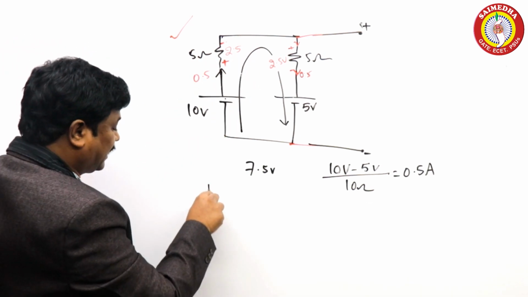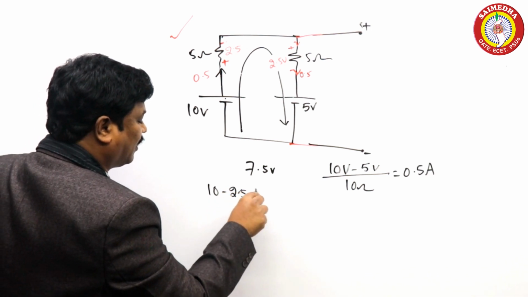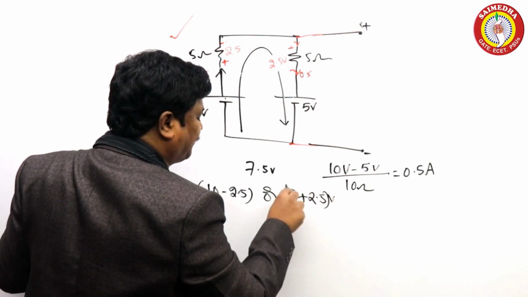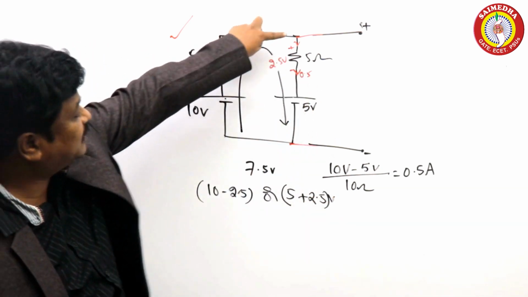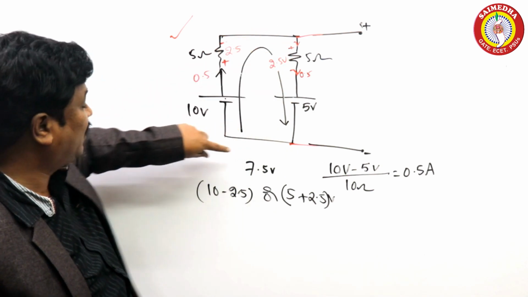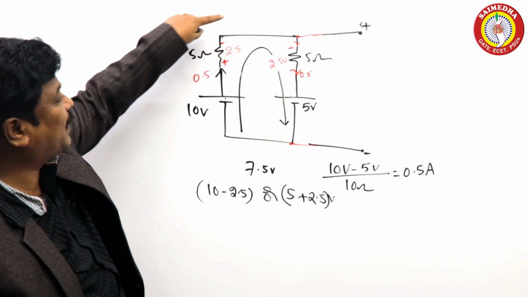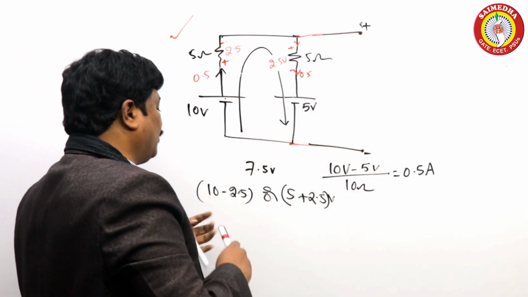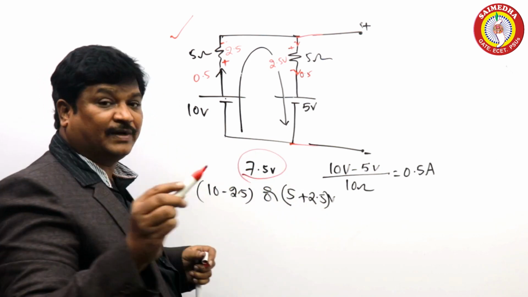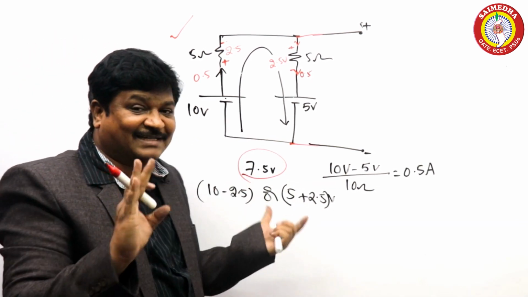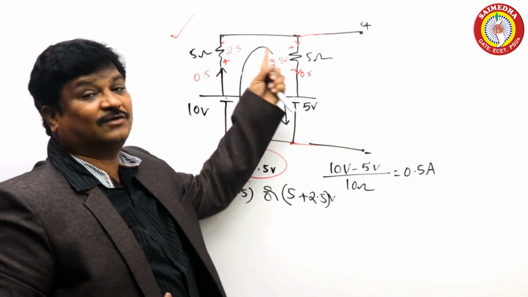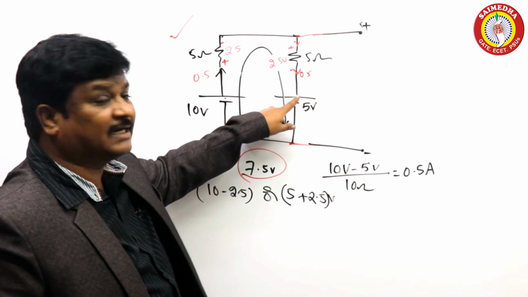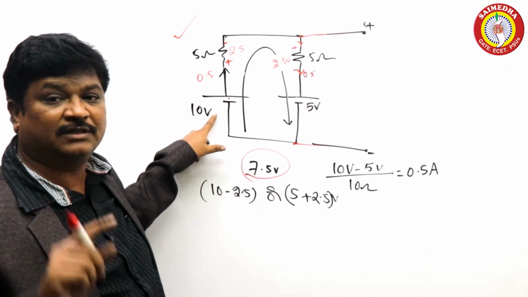So we can answer either 10 minus 2.5 or 5 plus 2.5, because the voltage across a parallel connection should be the same. If you take this branch, 5 plus 2.5. If you take this branch, 10 minus 2.5. The result is 7.5 volts. I told you without solving, to get the idea, but every time it is not 7.5 volts. If the resistance values vary, the voltage changes, but at any cost your voltage is greater than 5 volts and less than 10 volts.